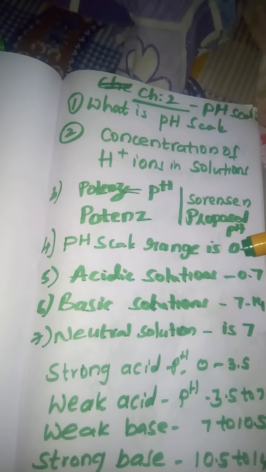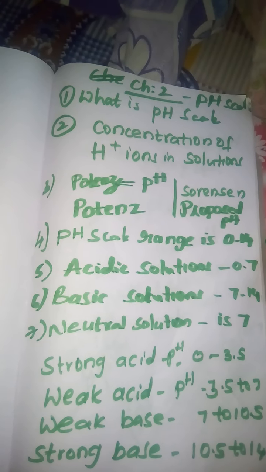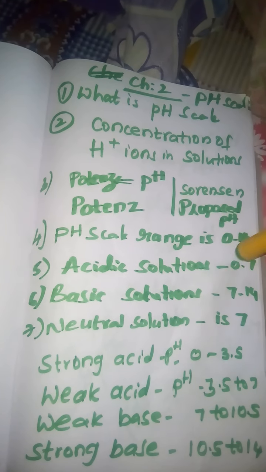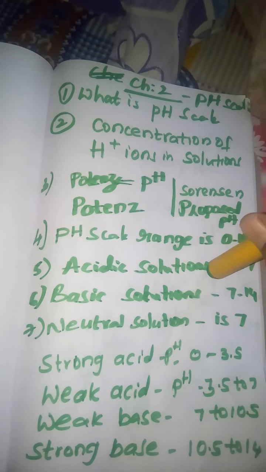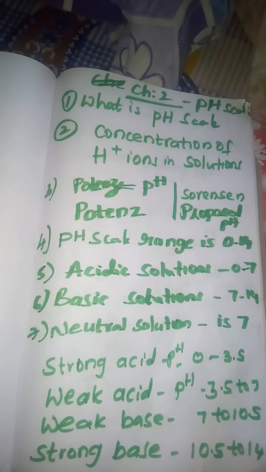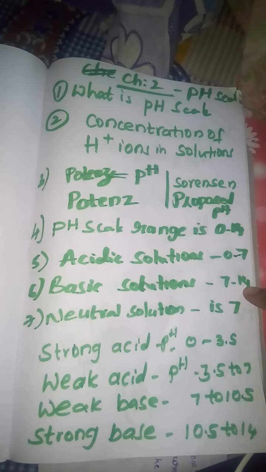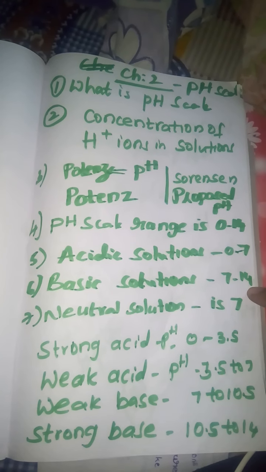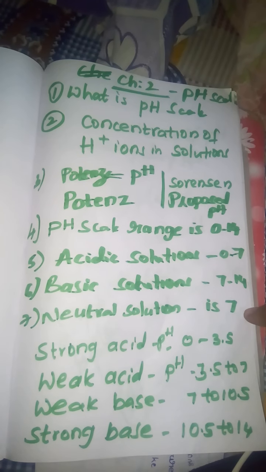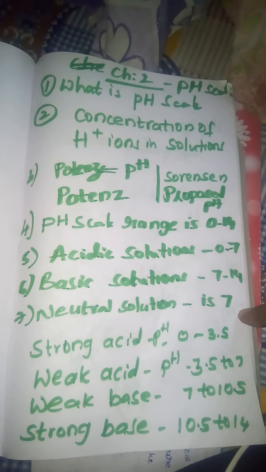Next, the pH scale range is 0 to 14. In the 0 to 14, an acidic solution is 0 to 7. A basic solution is 7 to 14. A neutral solution is 7.